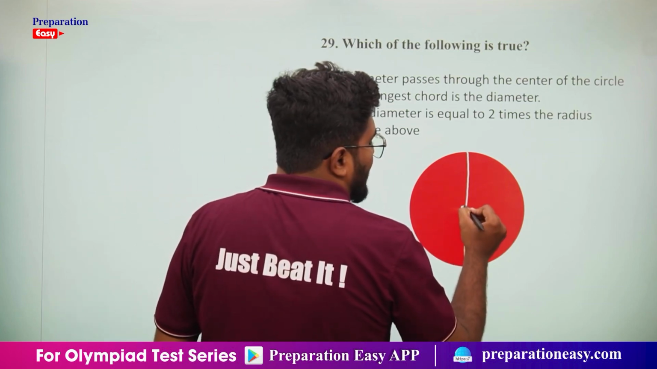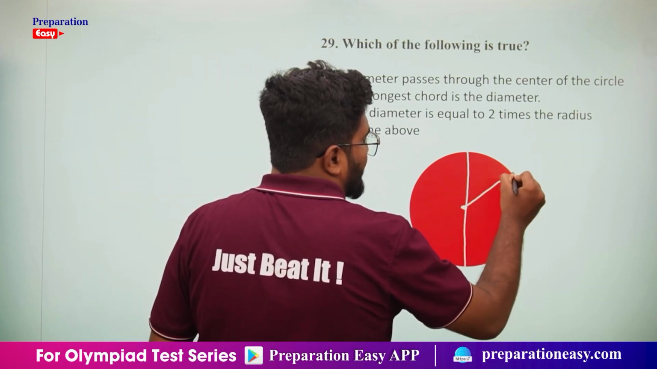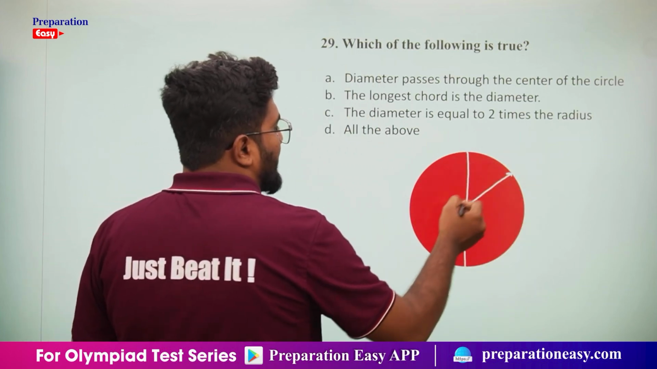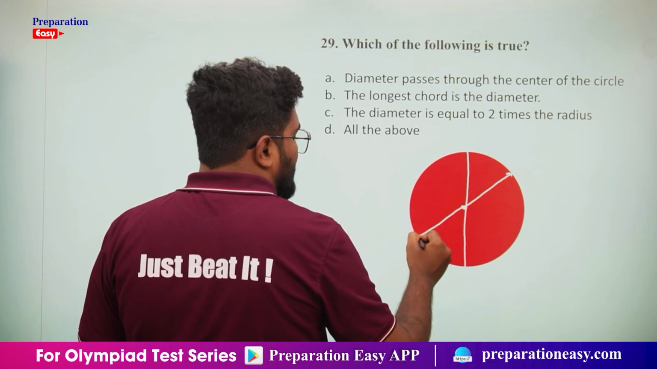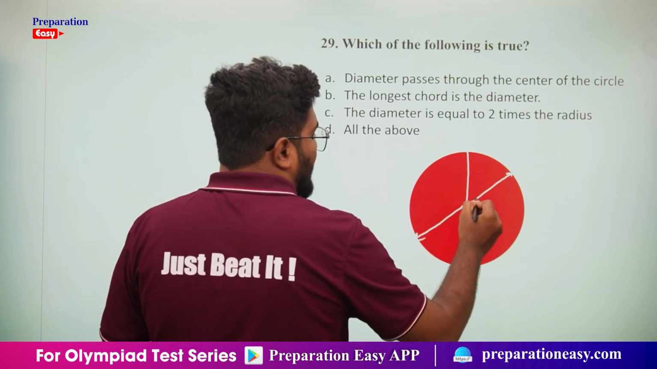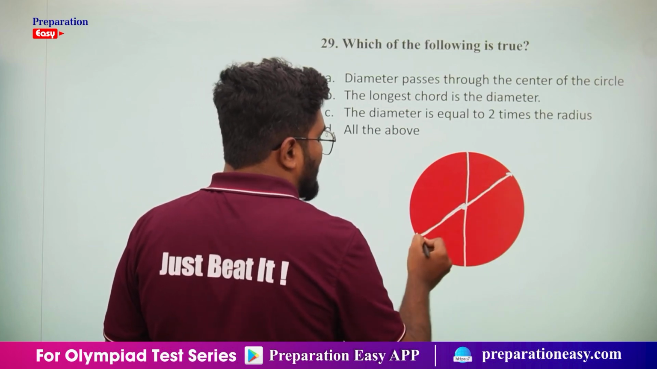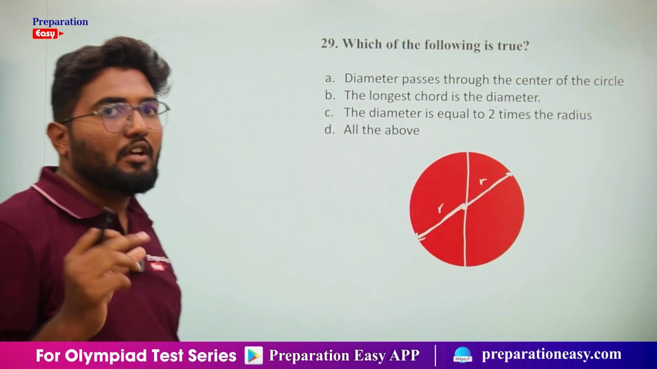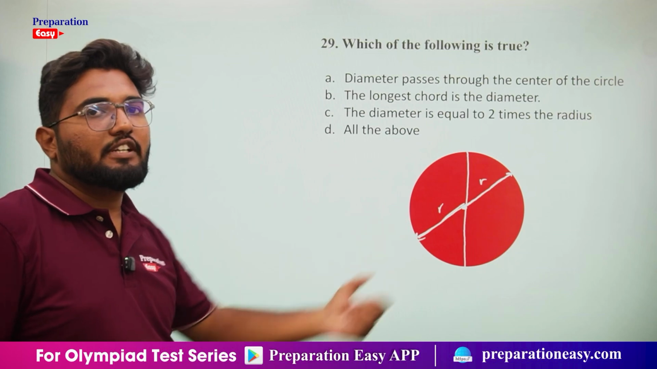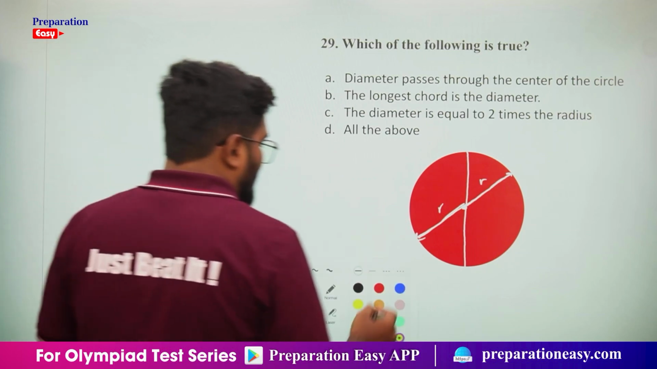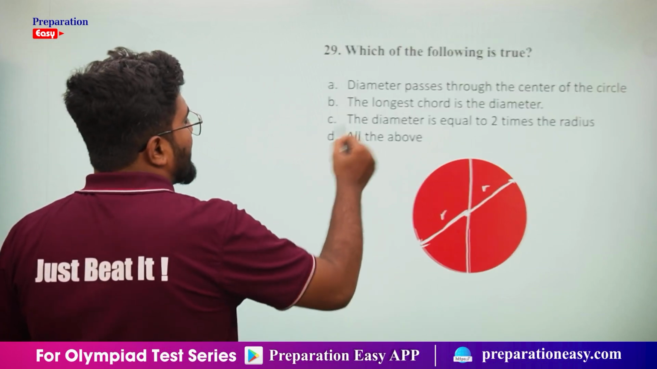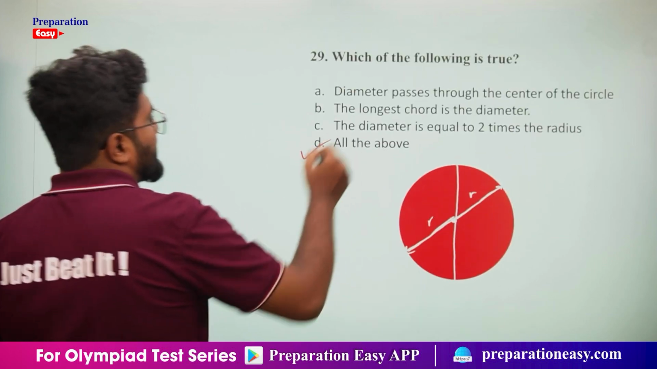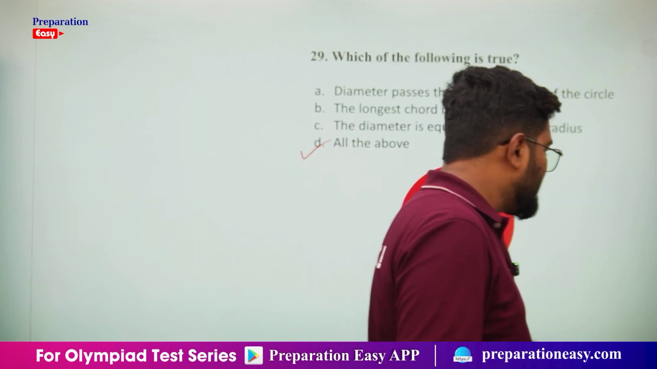Radius is any line drawn from the center towards its boundary. This is the radius, and this is the radius, and both lines start from the center. So this radius and this radius together become the diameter. So the diameter is twice the radius. Correct. So what will be our answer? Our answer will be all of these. Yes. Moving towards the next question.